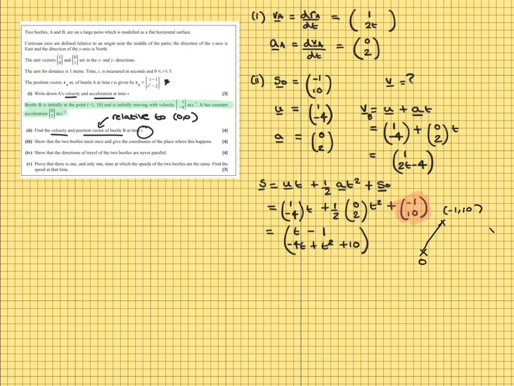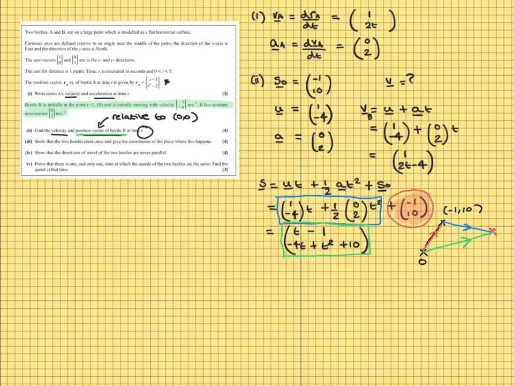It travels to some other point here. Let's just mark that in red for clarity. If we just applied s equals ut plus a half at squared, we just end up with this blue result here. So that accounts for this part here. But the question, keep coming back to it, says find the position vector of beetle B. Well, the position vector means we need this vector here, which means we have to add on this vector here, which is this part there. So the red and the blue vector combine to give us the green end result here.